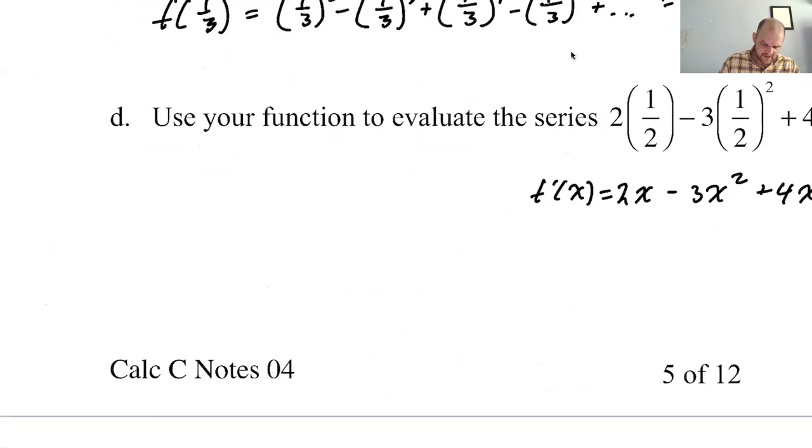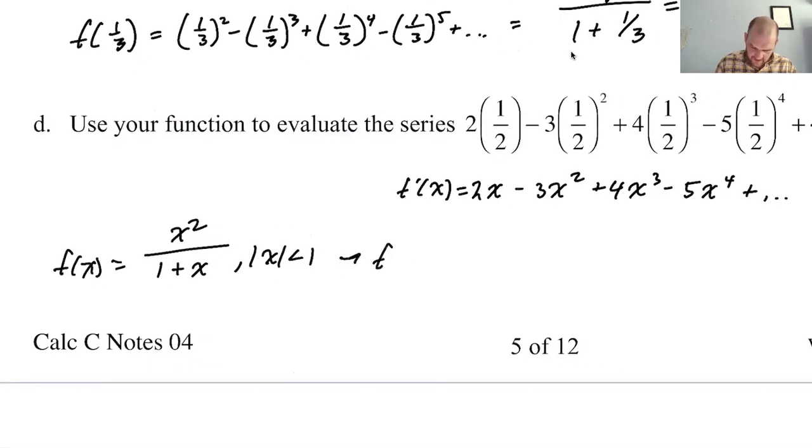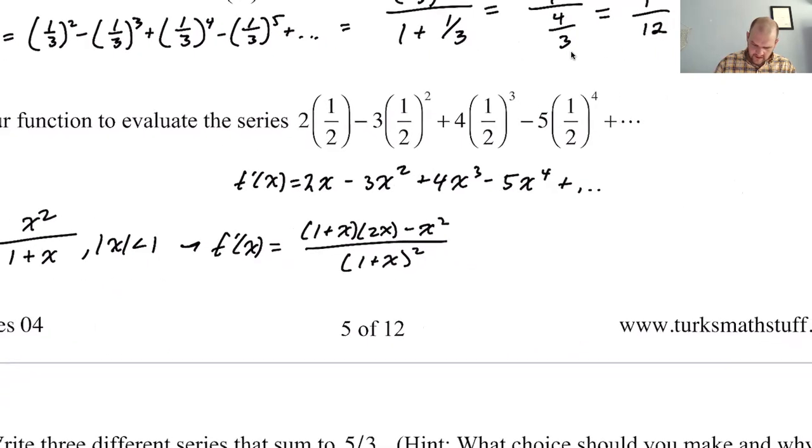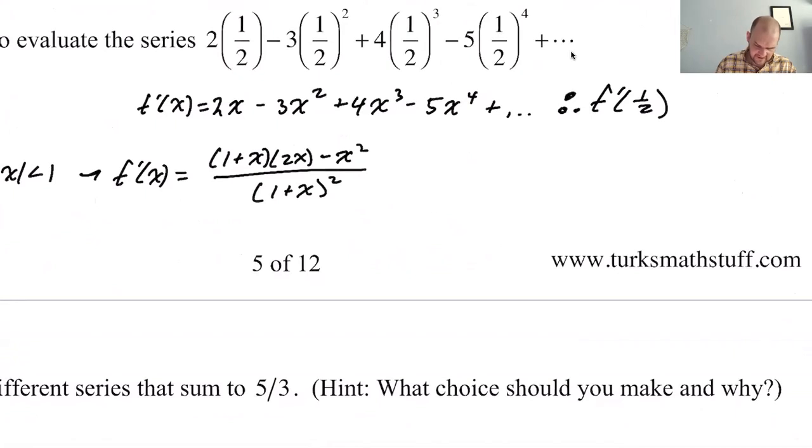So I'm going to change it back to f of x. We said f of x was actually x squared over 1 plus x, provided that the absolute value of x is less than 1, which is a big deal. You need that to be true. So f prime of x, a little quotient rule problem: bottom, derivative of the top, minus top, derivative of the bottom, all over the bottom squared. We were finding f prime of 1/2. That's the thing we're trying to find. If I plug in 1/2, I could keep simplifying, but I think plugging in 1/2 here is probably good enough. I might really regret that. I also might not. Let's see.